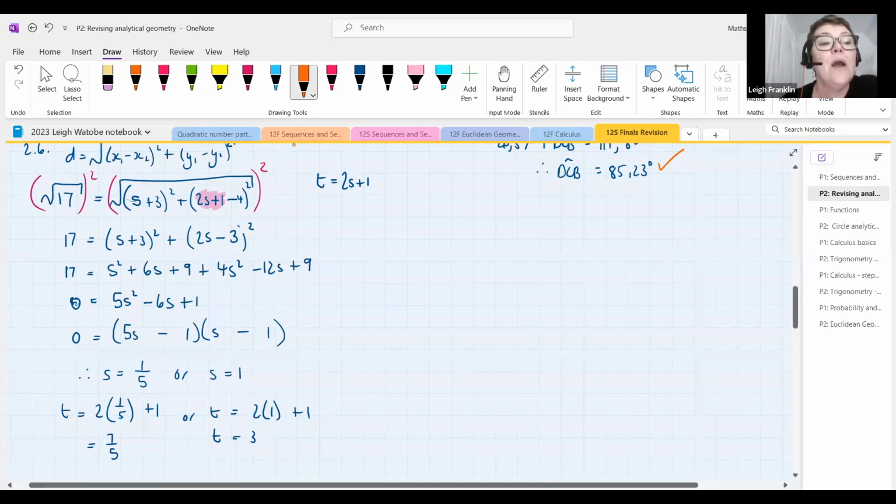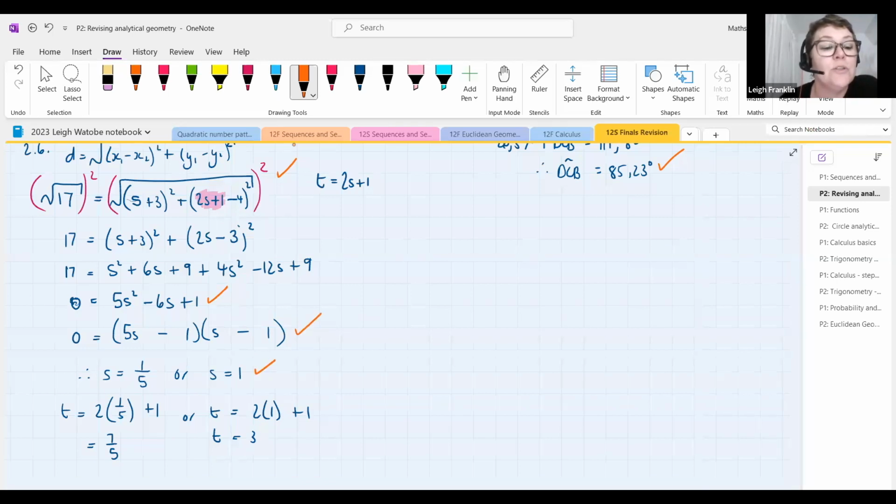Okay, so subbing into distance formula, standard form, our factors, our solutions for S, our solutions for T. 1, 2, 3, 4, 5. I wonder where our other, maybe there would be a mark here for squaring both sides as well.